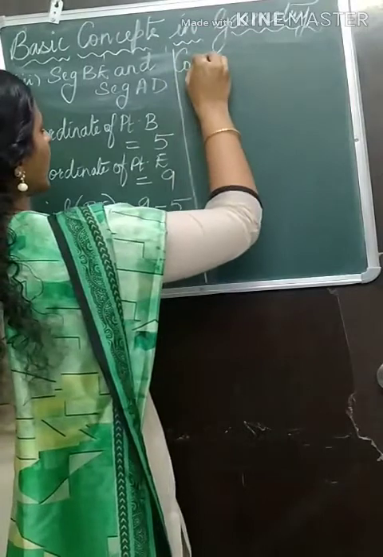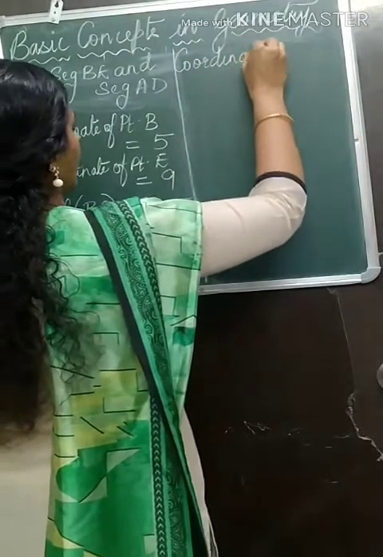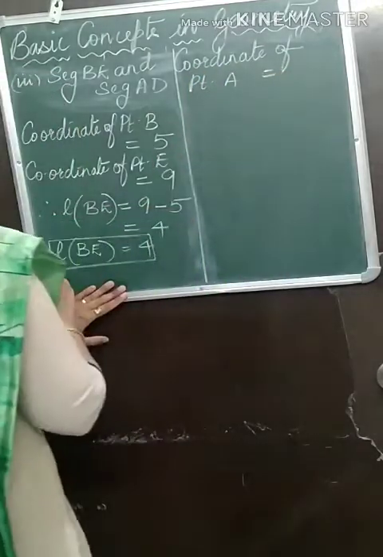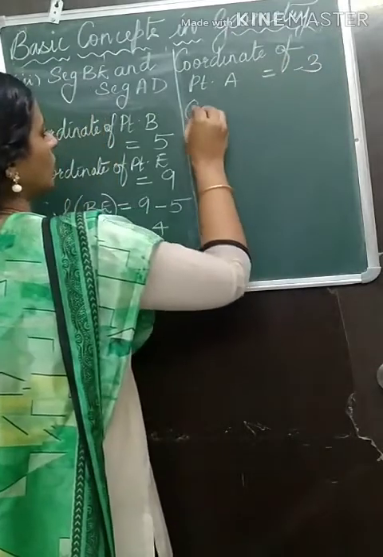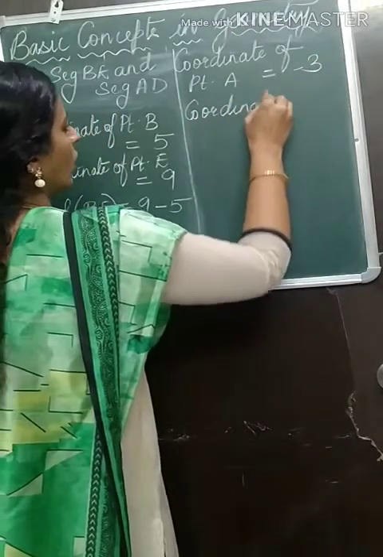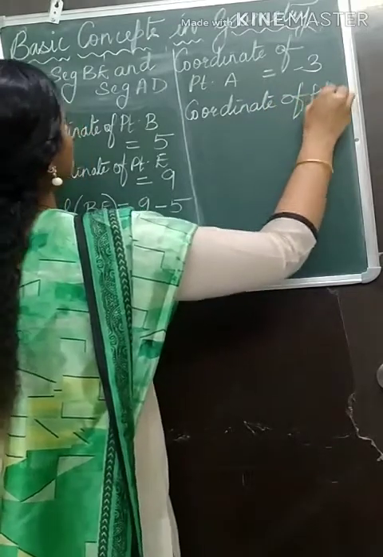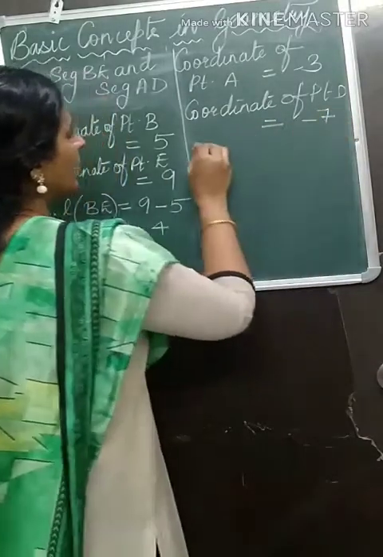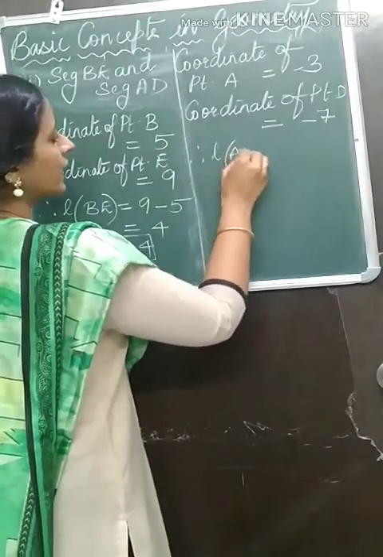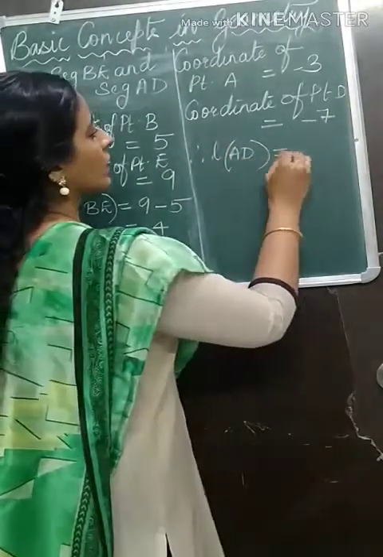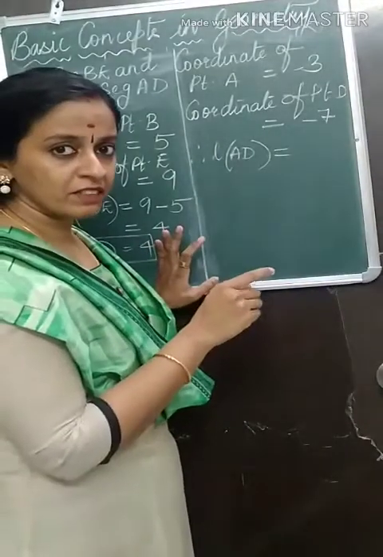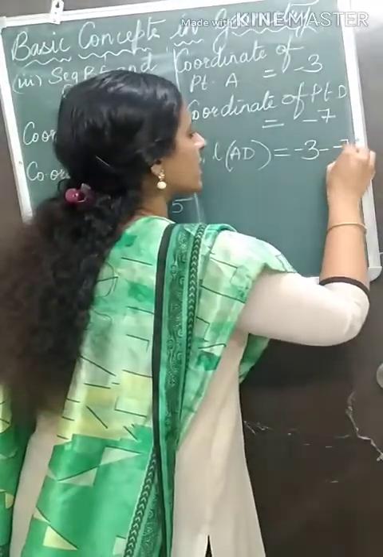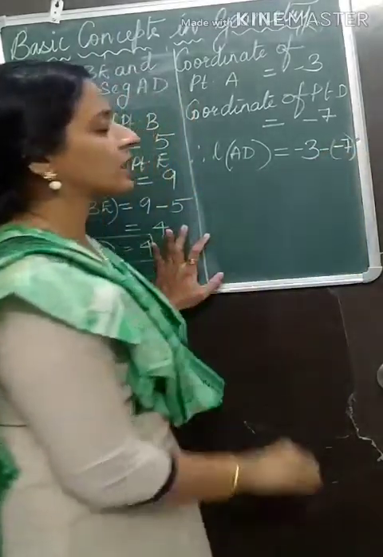Write down coordinate of point A equal to -3. Coordinate of point D equal to -7. Therefore, length of AD is equal to bigger number. -3 and -7, don't get confused. Bigger number is -3, minus -7. Two same signs separated with bracket.